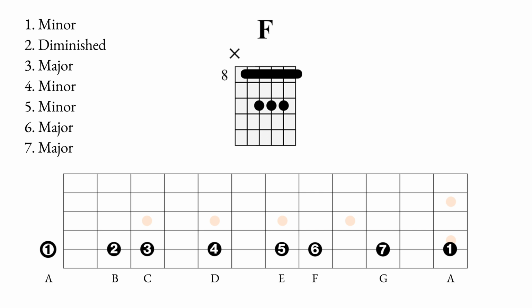The next note after that is G, so that would be G major, and I'll use the same bar chord shape again. And then the last note is A, so that's A minor, and that's basically chord number 1 again, just an octave higher.